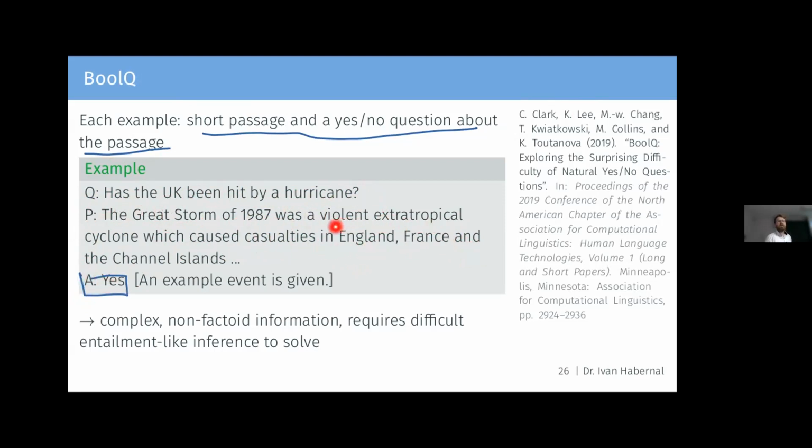So you need to understand that an extratropical cyclone is a hurricane. And then you have to understand that the UK is England and so on. So a lot of common sense understanding and reasoning. This is a task that requires non-factoid information and difficult entailment-like inference to solve. So this is what the machine needs to know in order to solve this task. Okay. Any question? Yes.